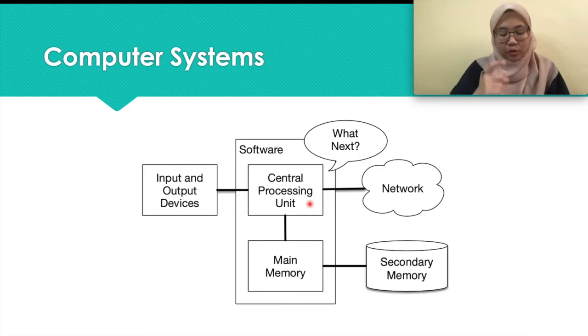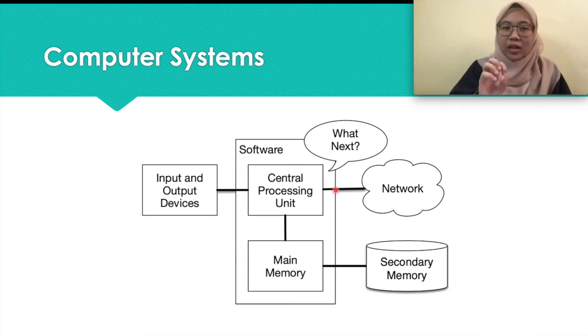Now, if you have a very good central processing unit with a very good speed, for example, your central processing unit is operating at 3 gigahertz, that means your central processing unit can process up to 3 billion requests in 1 second. So that is why I have here "what next". Meaning that after your CPU carries out one request, they will ask again, okay, now what next? What do I have to do next?